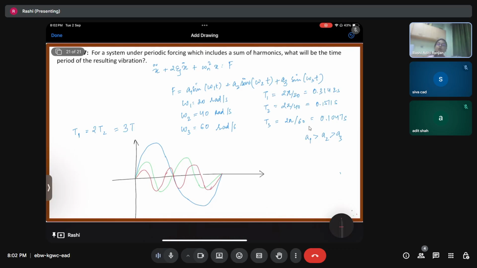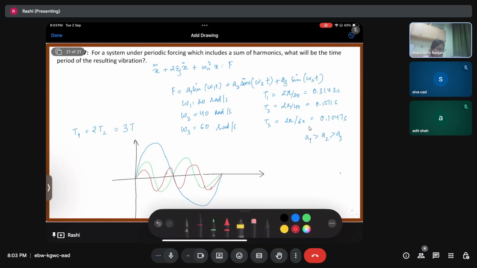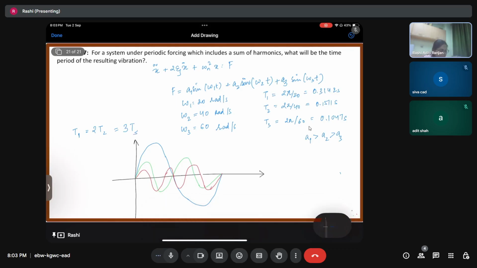Okay, so what do we get? See, the minimum period is T3. But since T3, if multiplied by 3, gets to T1, we know that after three cycles of T3, T1 has completed one cycle.